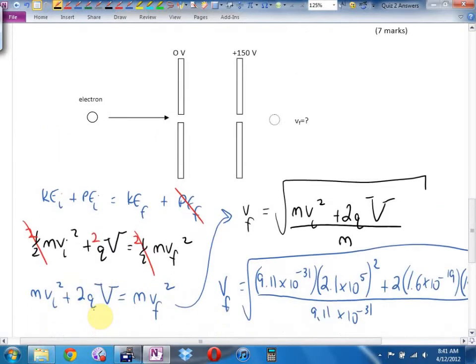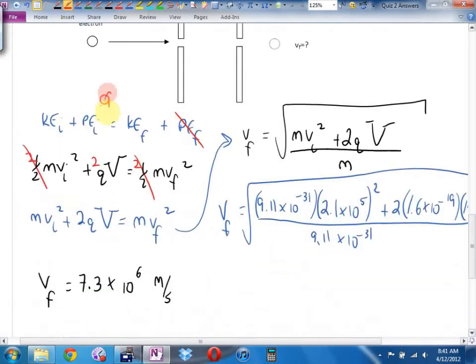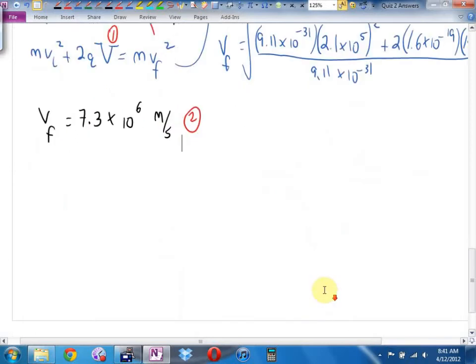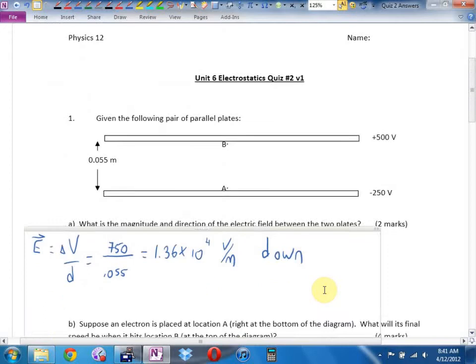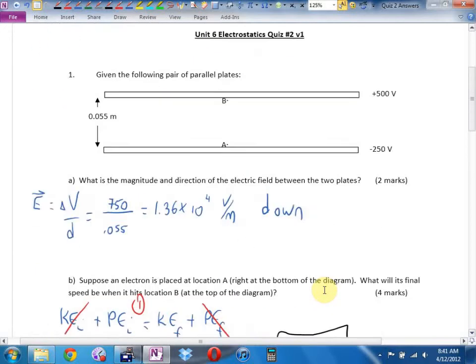For 7 marks, I would probably go like this. One mark, one mark, one mark, one mark, one mark, one, two, three, four, five, and probably 2 marks for your answer, something like that. Give yourself a score out of 13.